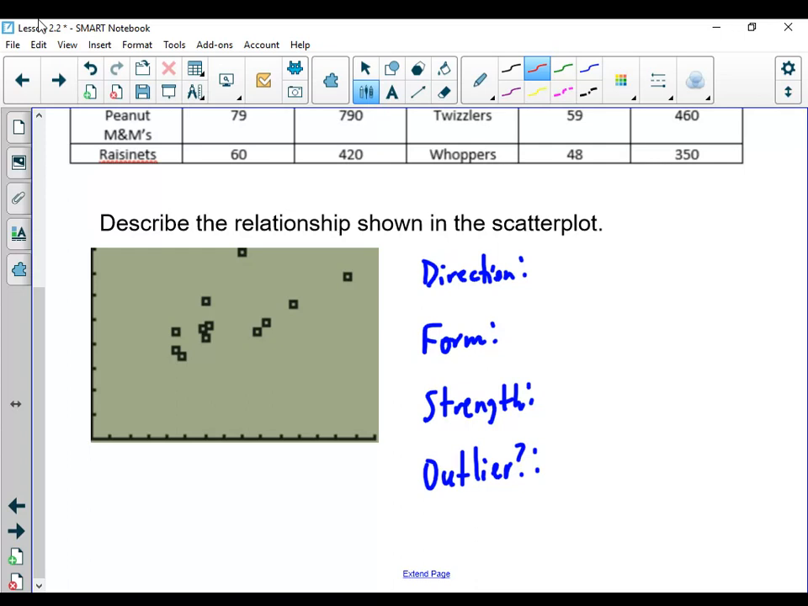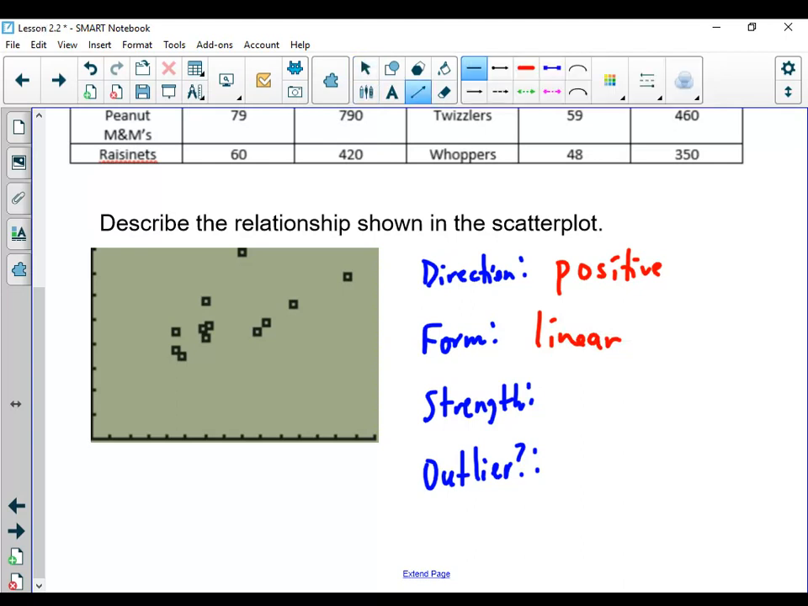What's our direction there? Yeah, positive. As we're going from left to right, this one wasn't too bad to read, you can see they're going up. Which kind of makes sense, the more sugar that you have in the candy, the more calories you're going to have. What about our form here? Yeah, it's pretty linear. It's not in an exact line, but I could fit a line pretty well to this. If I try to put a line through here, it fits my data fairly well.